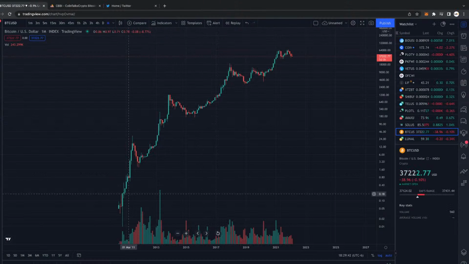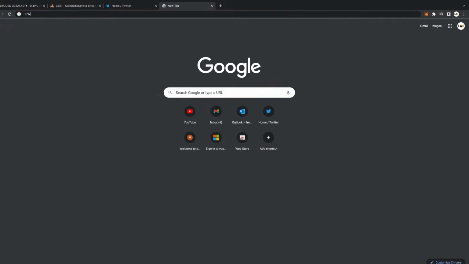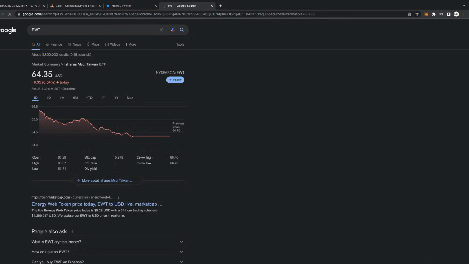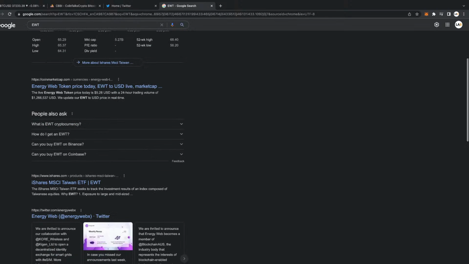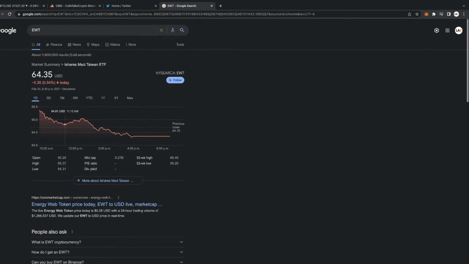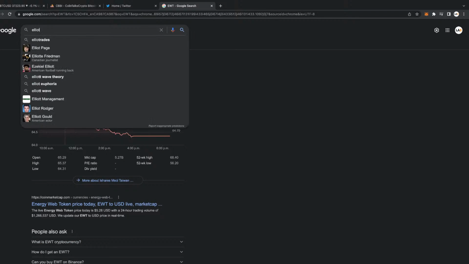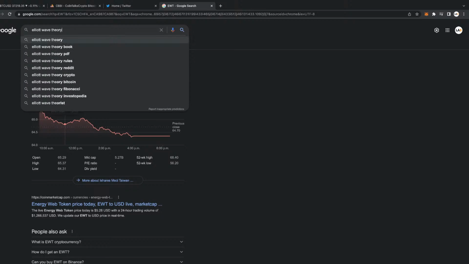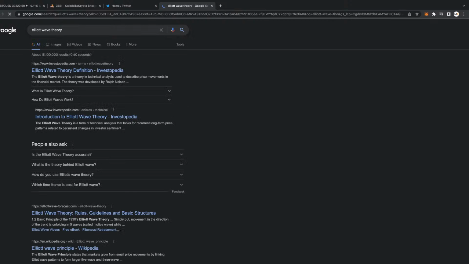So, we're going to look up something called Elliott wave theory, which is also the energy web token. Elliott, with a double T, sorry, wave theory. We're just going to look at something basic and easy quickly. I think it's called this one here, the basic rules and guidelines and basic structure.